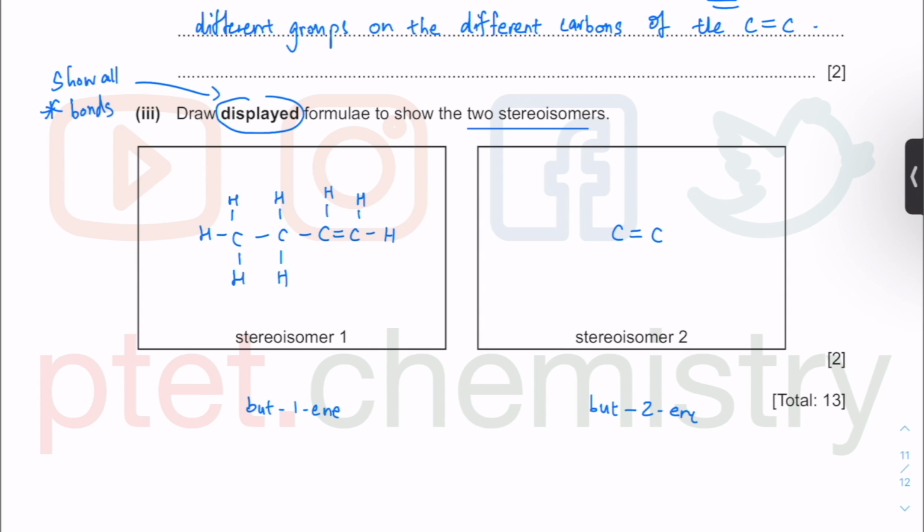Now I have a, nope, I have made a mistake. This is not the cis and trans because this is not stereoisomerism. I don't know why I did that. We have to draw the cis and trans actually. So not but-1-ene, but but-2-ene. So you have to draw the cis and the trans. So let's go back and backtrack on what I said.